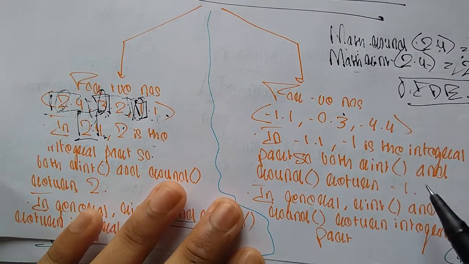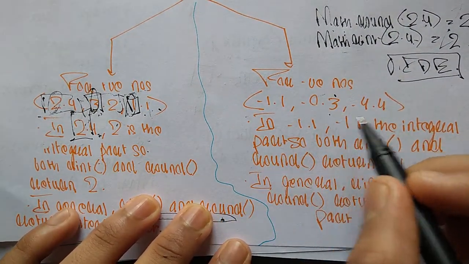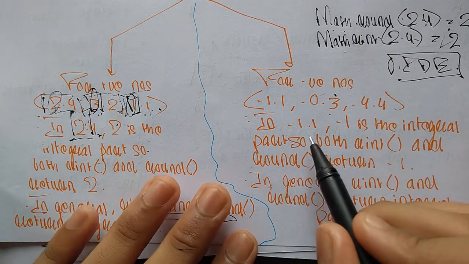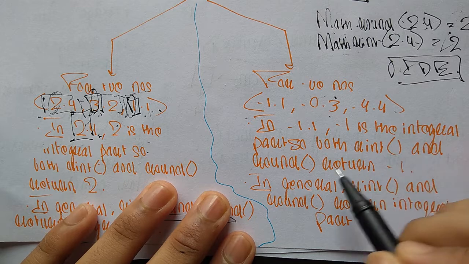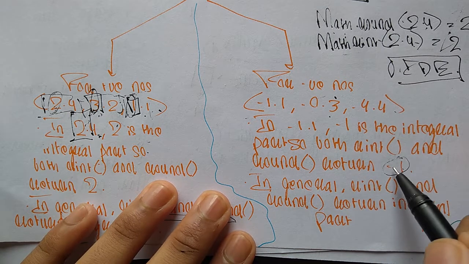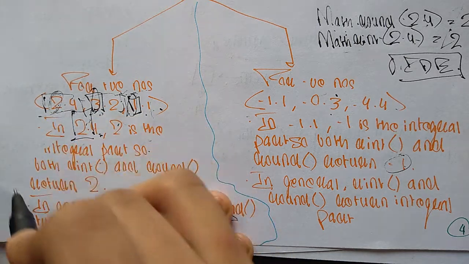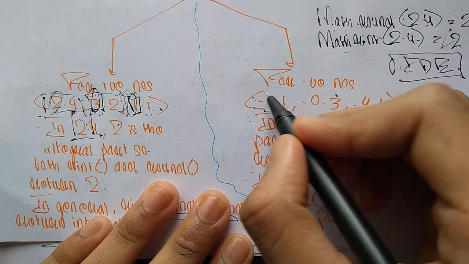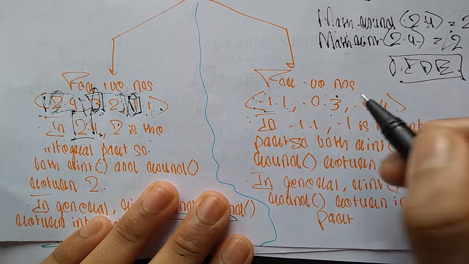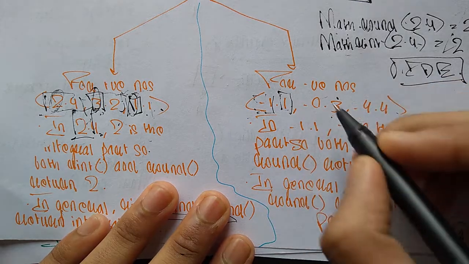The second case which I include is for negative numbers, right? Minus 1.1, minus 0.3, minus 4.4. In minus 1.1, minus 1 is the integral part. So both rint and round return minus 1. It's the same case as positive. Like in positive, it was returning 2 only, which is the integral part. So now you tell me, in minus 1.1, what's the integral part? What's the fractional part? Minus 1 is the integral part, 1 is the fractional part, correct?